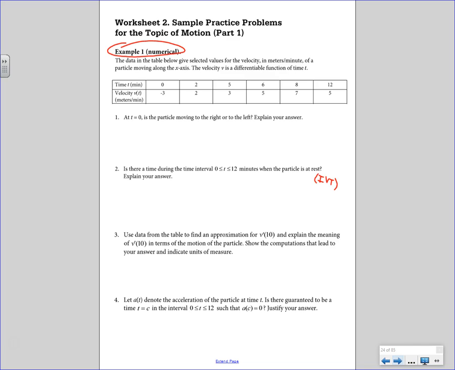Number 3, approximation. You might want to think average. Average velocity. I should say average rate. This one is velocity prime that you're trying to find the approximate of. So you're going to find the rate but using an average. And then number 4, I would think MVT rules.